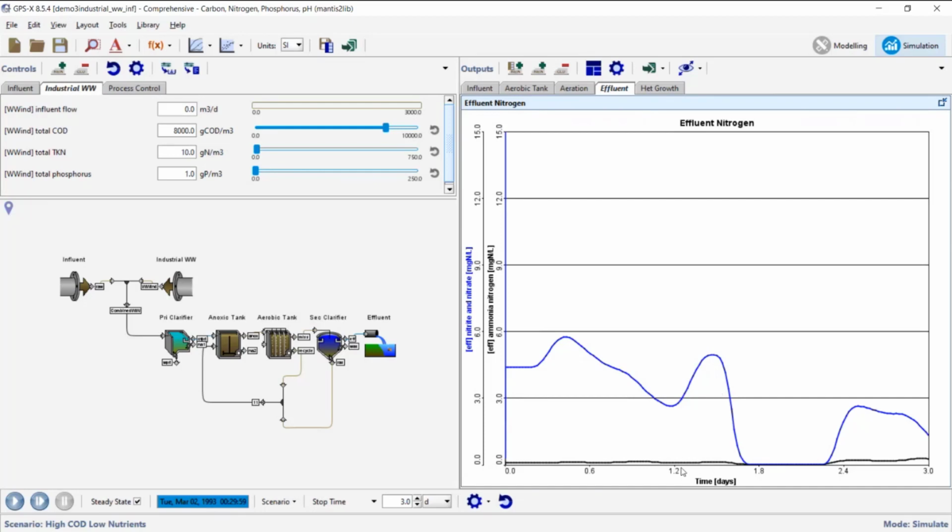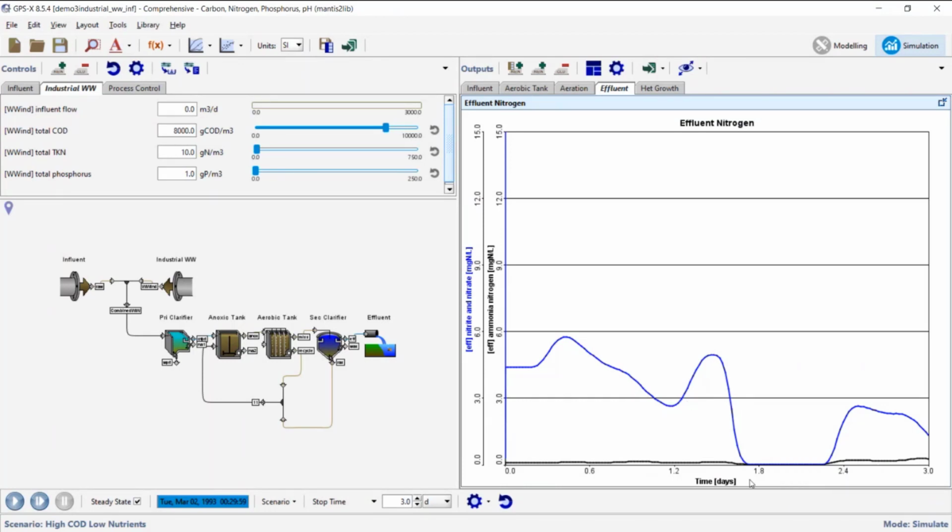I wanted to keep these on the same scale. You can see it goes to 0, and this is the nitrite and nitrate added together, and you can see that goes to absolute 0. Like if I click right here, you can see it's like 0.001. So basically, this is showing nutrient limitation.